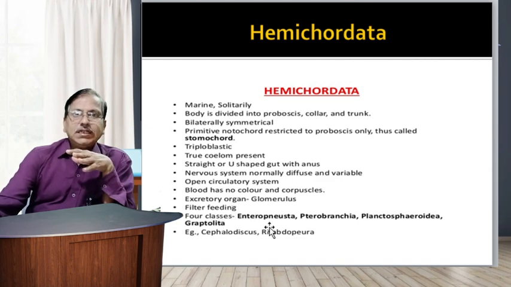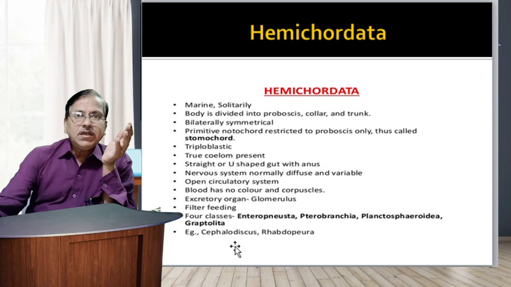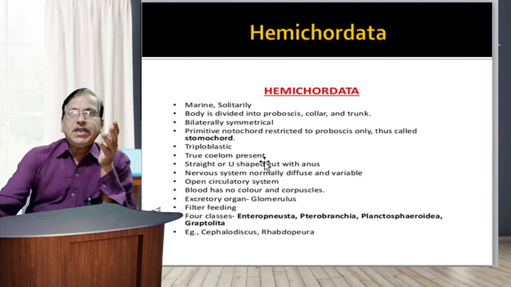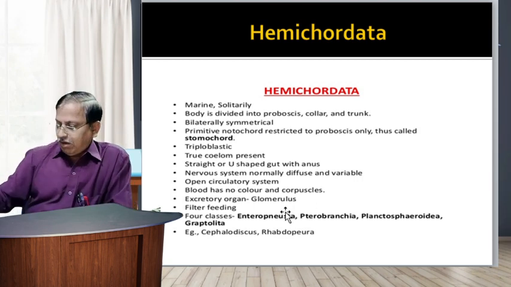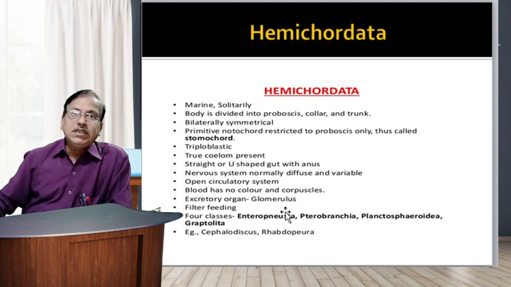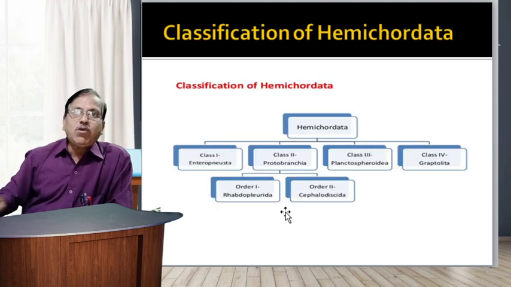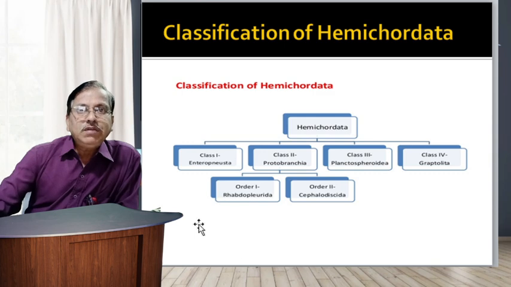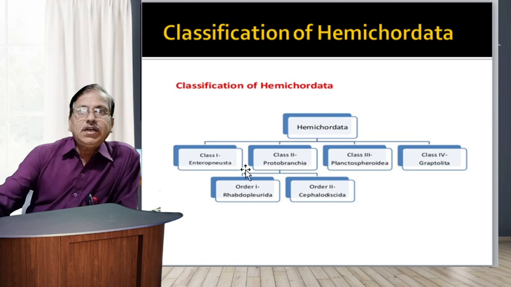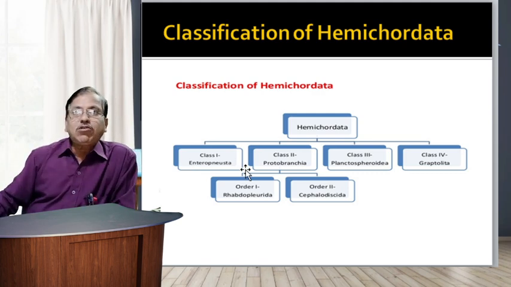Four classes, that is Enteropneusta, Pterobranchia, Planctosphaeroidea, and Graptolithina are the four classes of this group. Examples are Cephalodiscus or Rhabdopleura. A few more groups are extinct forms of the hemichordates. Balanoglossus is the best example of the Hemichordata. We will discuss the classification of the four classes in the next topic, the theoretical topics.